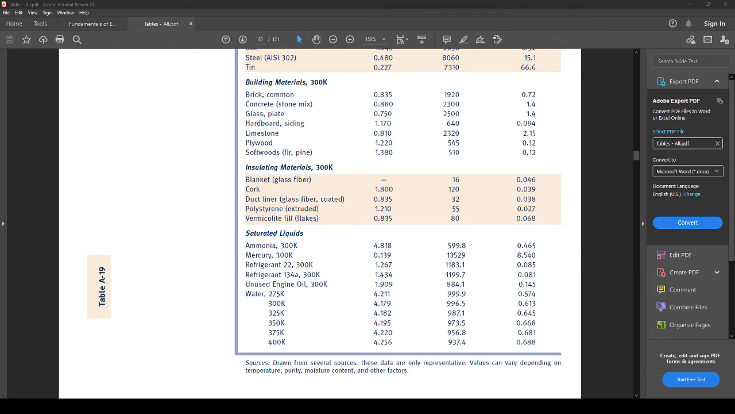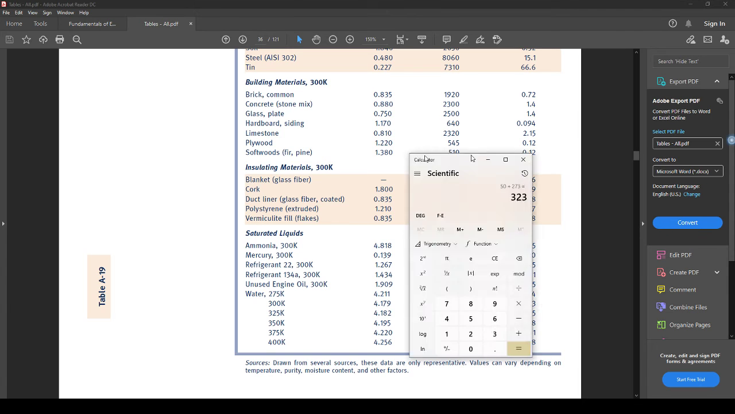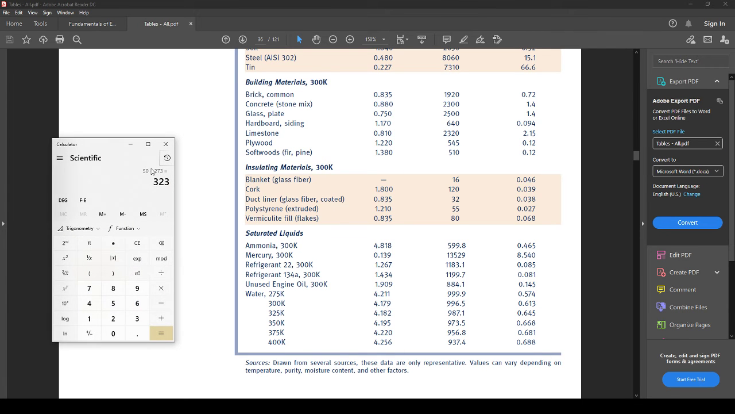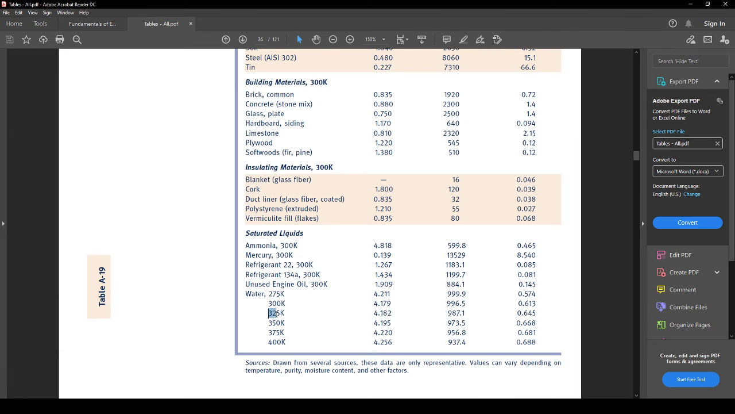So we have 50 plus 273, which gets us to 323. So we're going to go ahead and take 325 Kelvin. I changed our temperature of the water to Kelvin, which if you add 273, you end up getting 323. So we're just going to take 325.